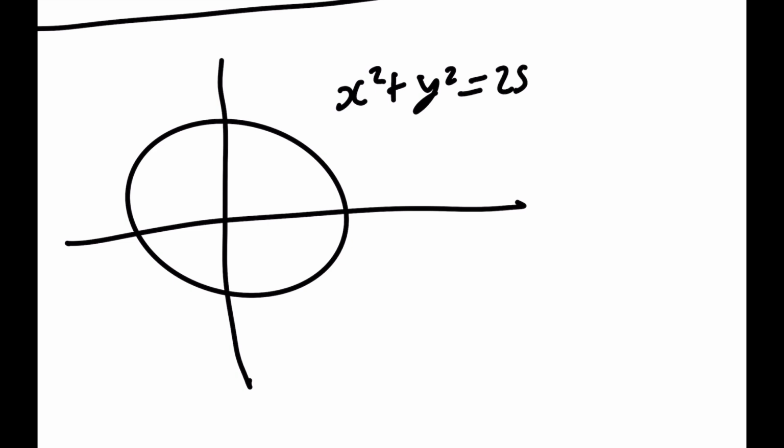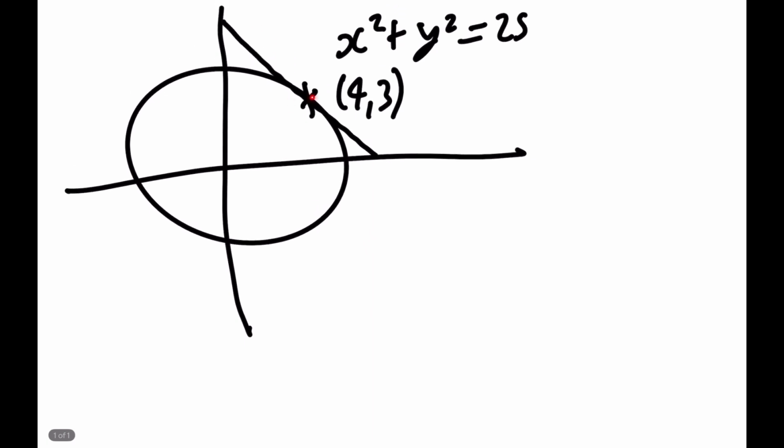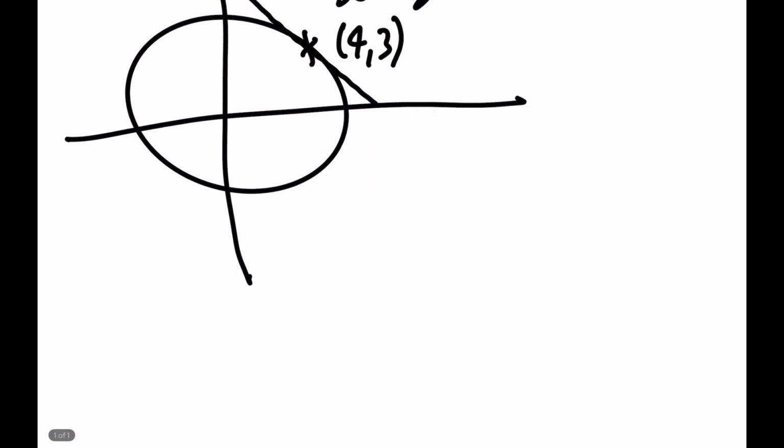And find the equation of a tangent, which is at a point 4, 3, right there. So that's this point here. Find the equation of the tangent of the circle that lies at 4, 3. So how would we do this?